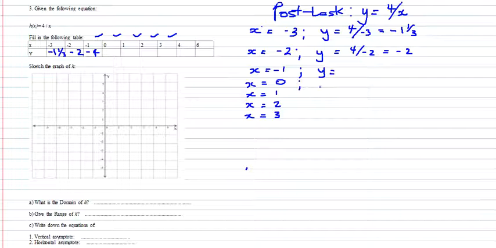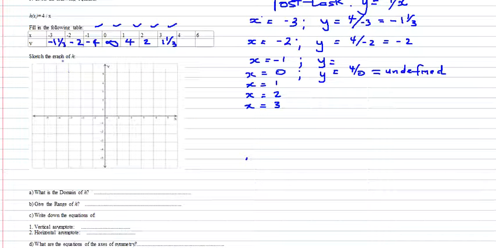When x is equal to 0, this needs special attention. What do we know about 4 over 0? We know that does not exist in our real number system, so it is undefined. So we can put the undefined symbol there. When x is equal to 1, you would have obtained 4. When x is equal to 2, y is equal to 2, and when x is equal to 3, y is equal to 1 and 1/3. Okay.